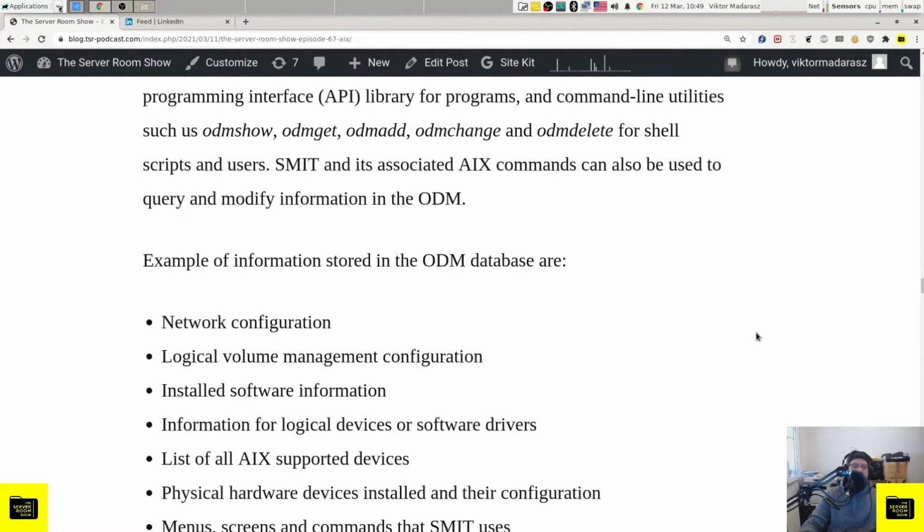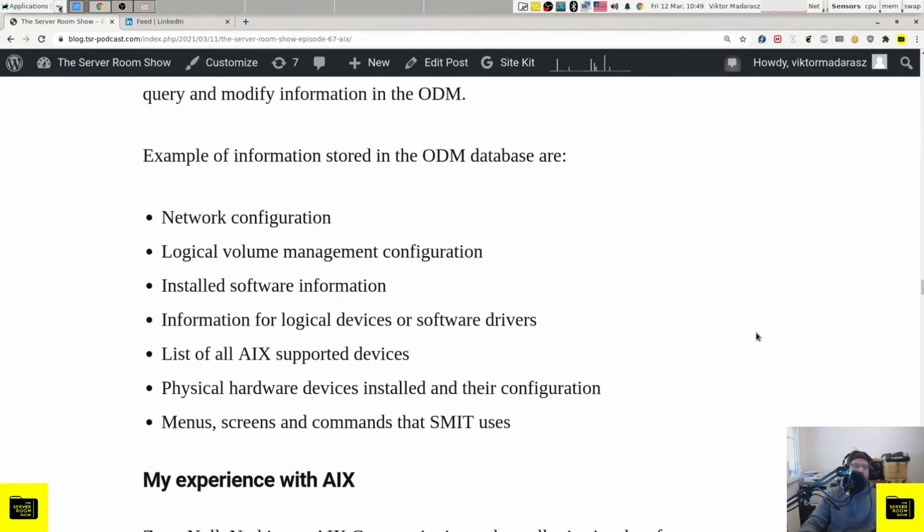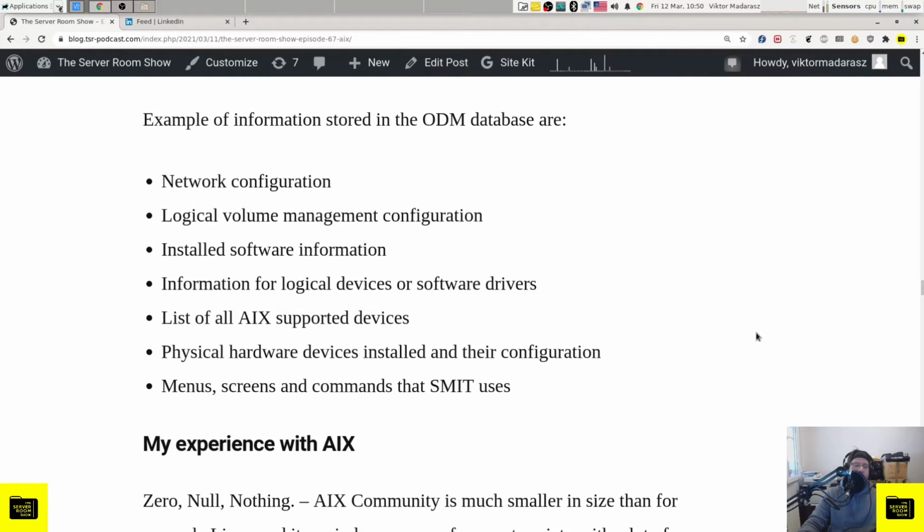Examples of information stored in the ODM database are network configuration, logical volume management configuration, installed software information, information for logical devices or software drivers, a list of all AIX supported devices, physical hardware devices installed and their configuration, and menus, screens, and commands that SMIT uses.